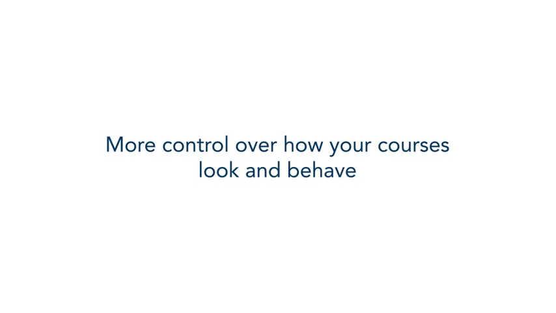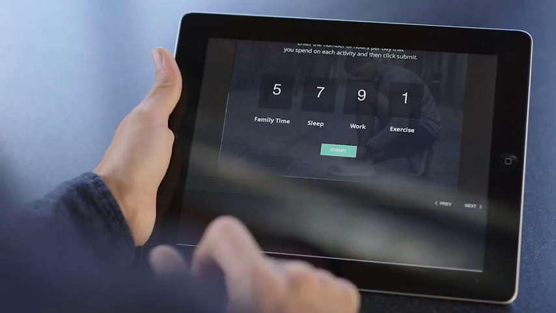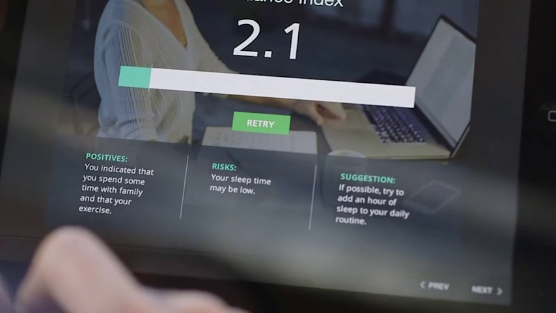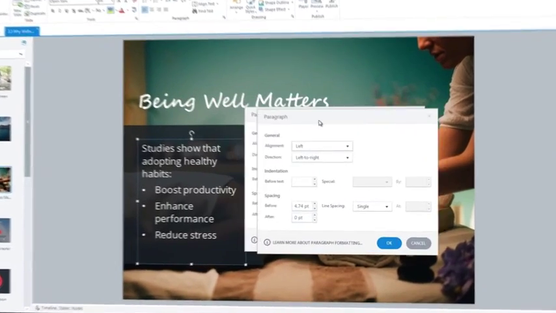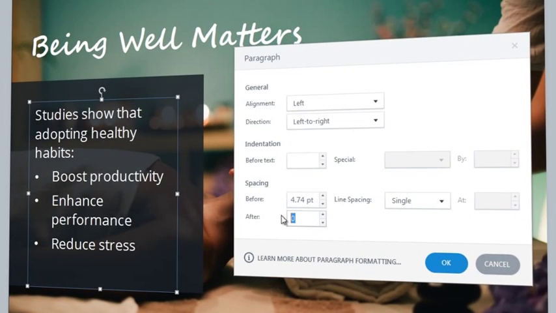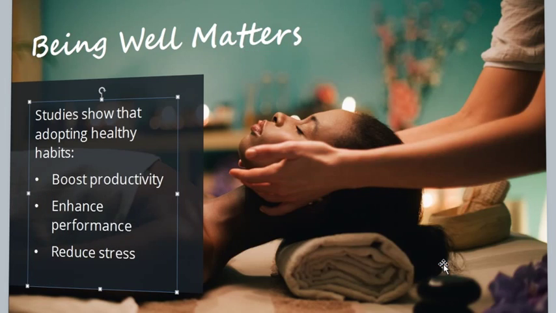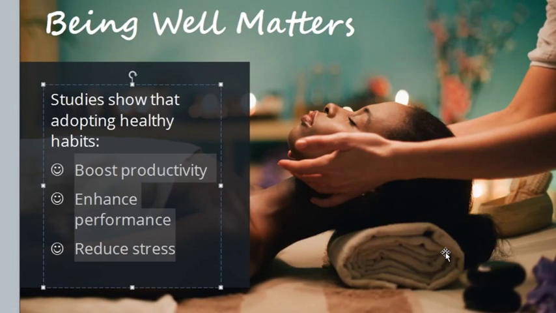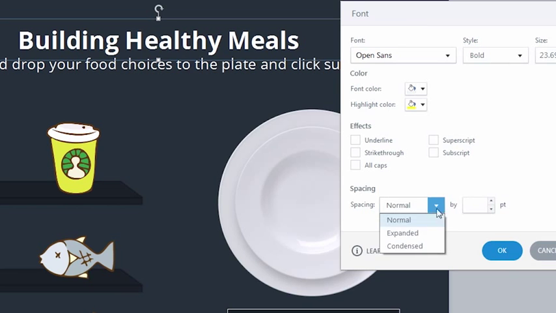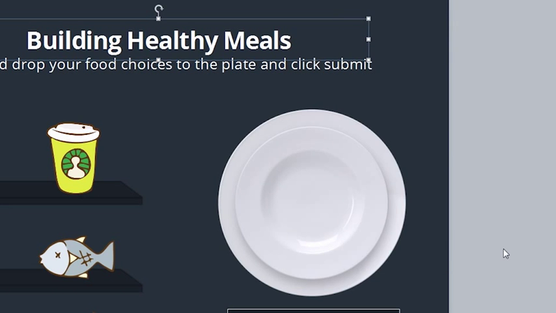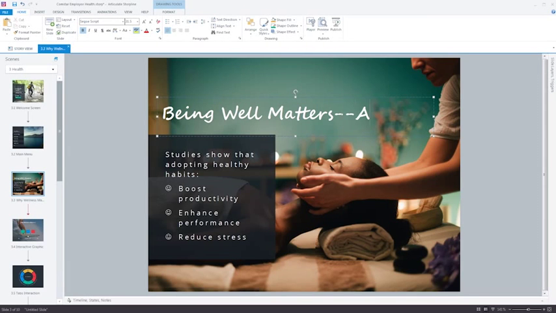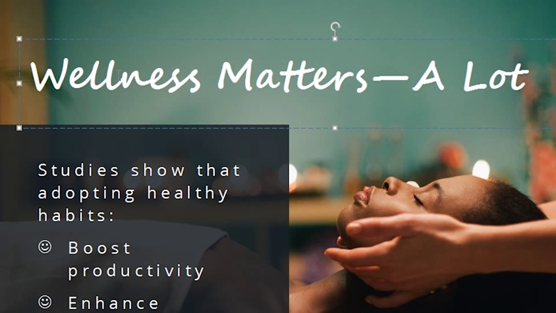Storyline 2 gives you more control over how your courses look and behave, so you can create exactly what you imagine. The all-new text editor lets you format your text any way you want. Customize line spacing, use custom bullets, and adjust character spacing. Perfect your text with custom characters and letters that change shape based on their position.